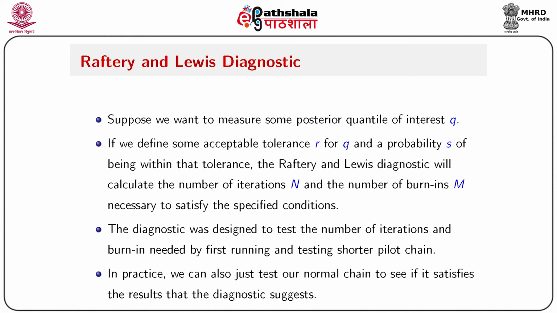Another diagnostic method is the Raftery and Lewis diagnostic. Suppose we want to measure some posterior quantity of interest Q. If we define some acceptable tolerance R for Q and the probability S of being within that tolerance, the Raftery and Lewis diagnostic will calculate the number of iterations N and the number of burn-in M necessary to satisfy the specified condition. The diagnostic was designed to test the number of iterations and the burn-in needed by first running and testing a shorter pilot chain. In practice, we can also just test our normal chain to see if it satisfies the results that the diagnostic suggests.